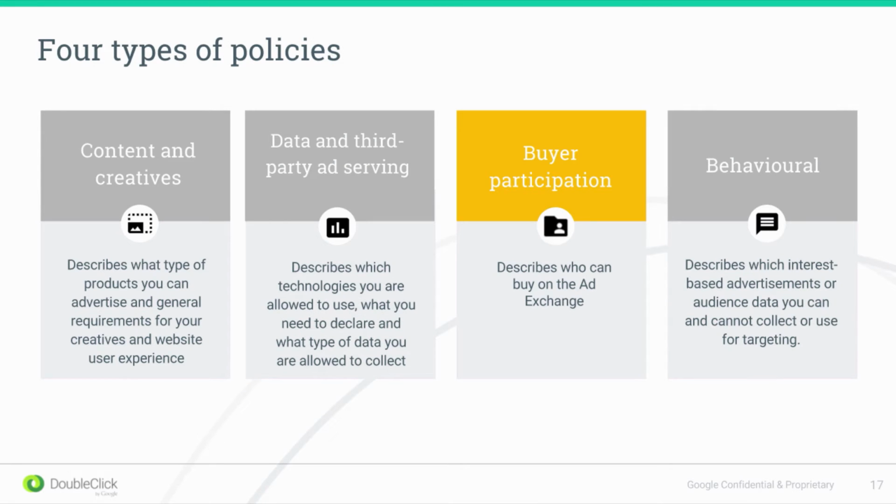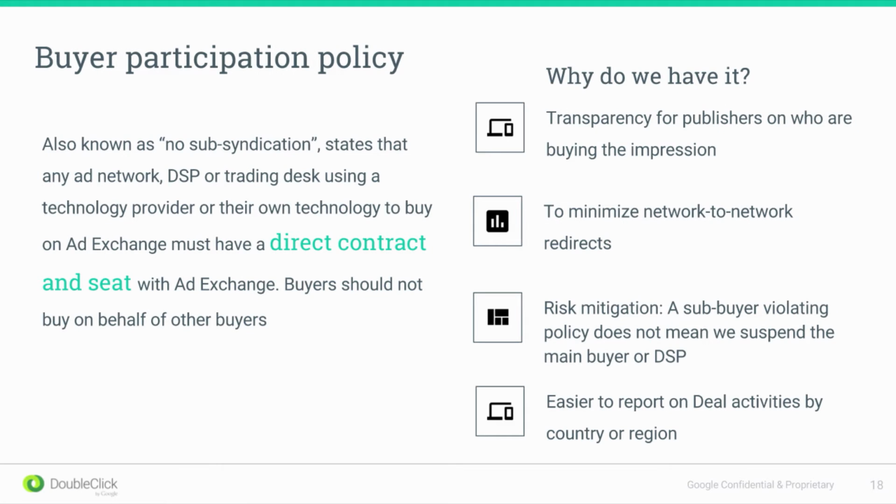Okay, so moving on to the third general bucket for policies, we're going to be going over buyer participation, and these describe who can buy on the ad exchange. So in terms of buyer participation, also known as our sub-syndication policy, the reason behind this policy is to create transparency between publishers and buyers. So this policy allows publishers to see who is buying an impression.